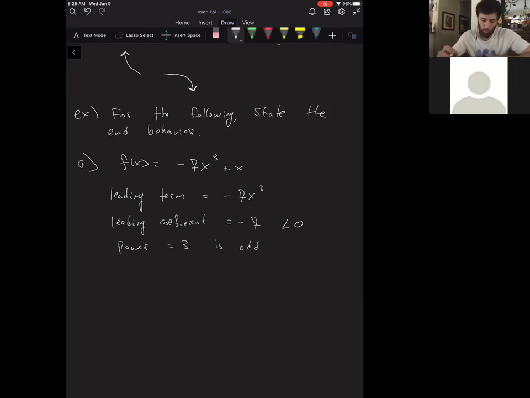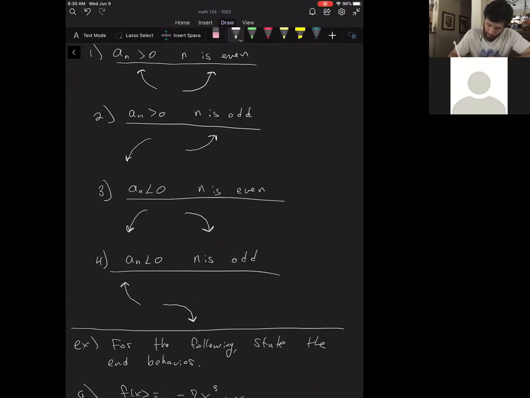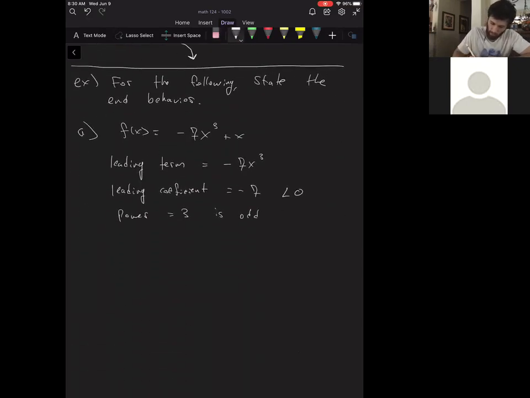So if you go back up to those charts above, what is the end behavior when we have a negative leading coefficient and an odd power? That was right here, this bottom one: a negative leading coefficient and an odd power. When that's the case, our end behavior goes up on the left and down on the right. So the answer for this problem is it goes up on the left, goes down on the right.